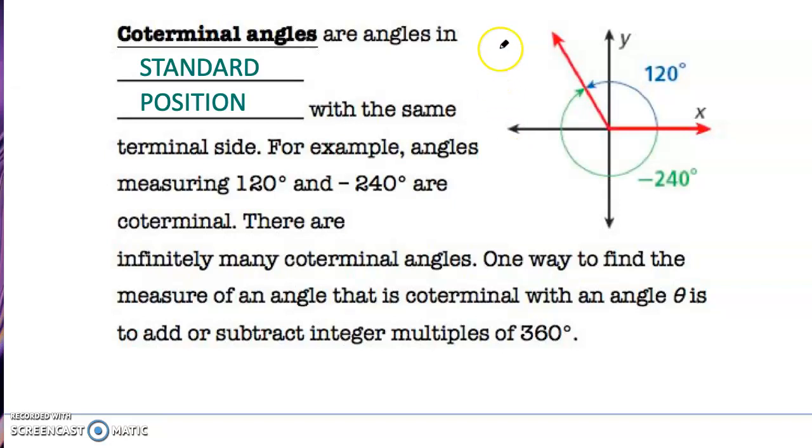So 120 degrees measured counterclockwise, so this direction, is going to look the same as negative 240 measured clockwise. And I don't have any idea about which way that was measured without seeing that directional arrow and having some information, them showing me the 120 and the negative 240. So because we can continually rotate around and around, there's infinitely many coterminal angles. So if you were asked to find coterminal angles, there's technically infinite correct answers.